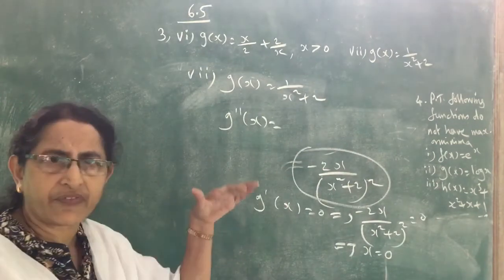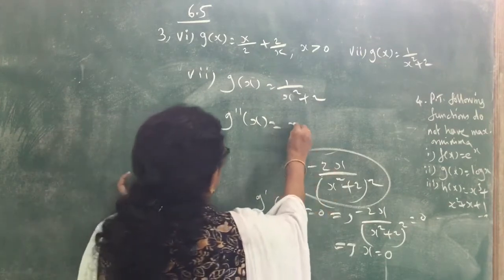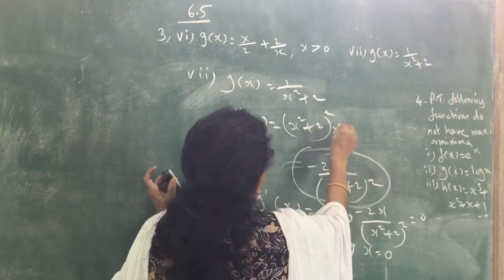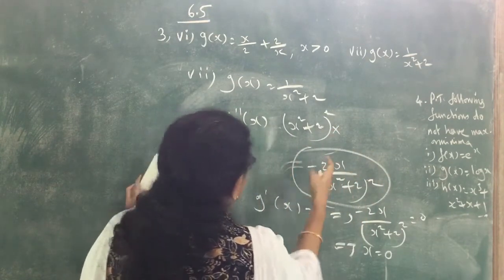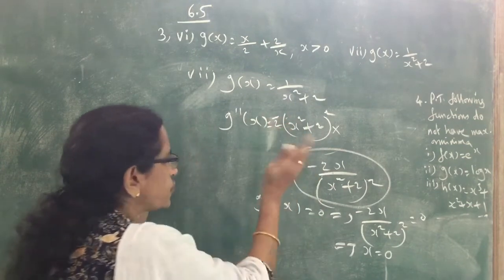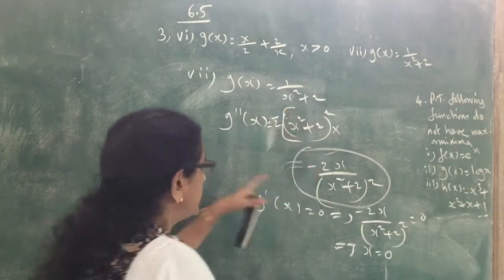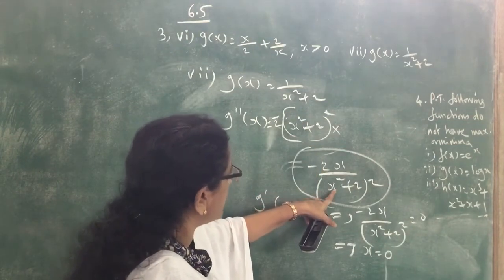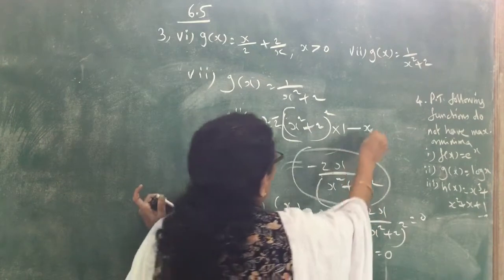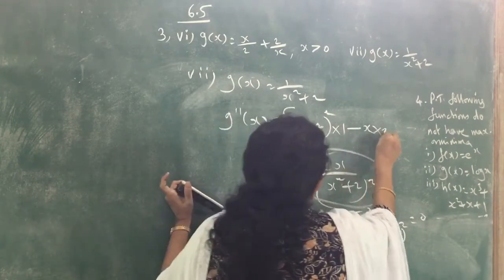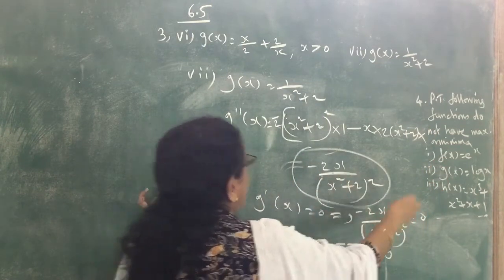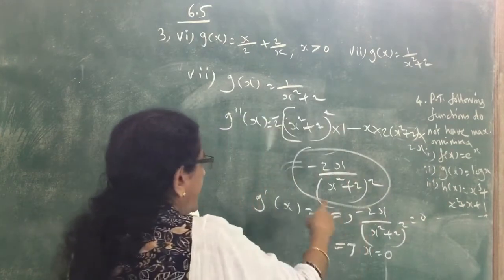So we have to apply the quotient rule. Denominator, that is (x square plus 2) whole square, into the derivative of minus 2x. We can take minus 2 outside. So minus 2 into, the denominator (x square plus 2) whole square into the derivative of x, that is 1, minus x into the derivative of (x square plus 2) whole square, that is 2 into (x square plus 2) into the derivative of x square plus 2, that is 2x, whole divided by the denominator square.